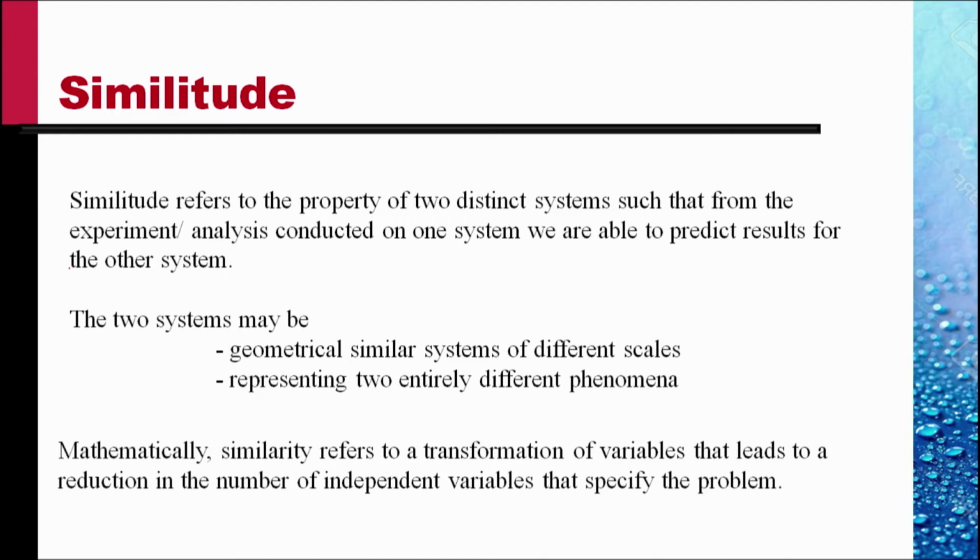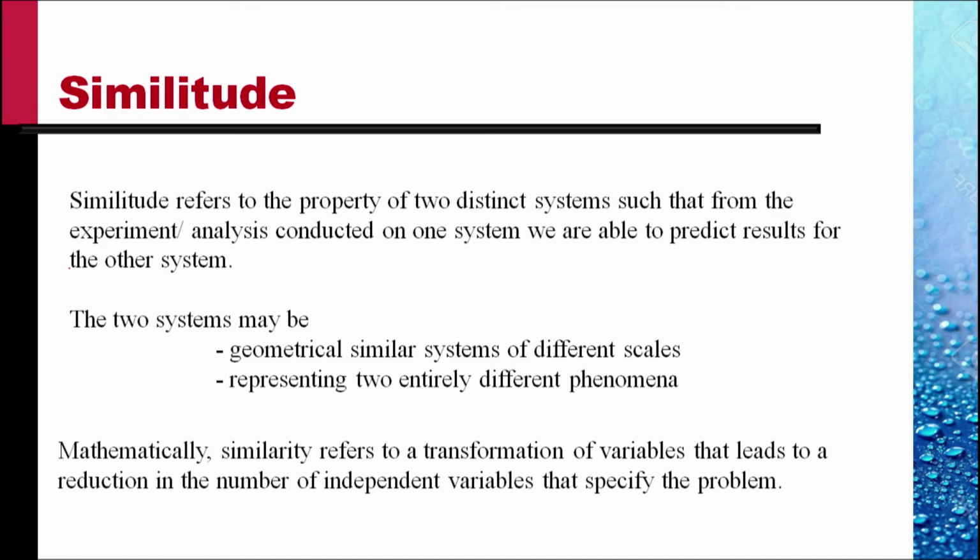Similitude refers to the property of 2 distinct systems such that from the experiments or analysis conducted on one system, we are able to predict results for the other system. The 2 systems could be one a model and the other a prototype. So by doing experiments on a model, which could be small or big, fast or slow, we can predict the result that will be obtained on the prototype.